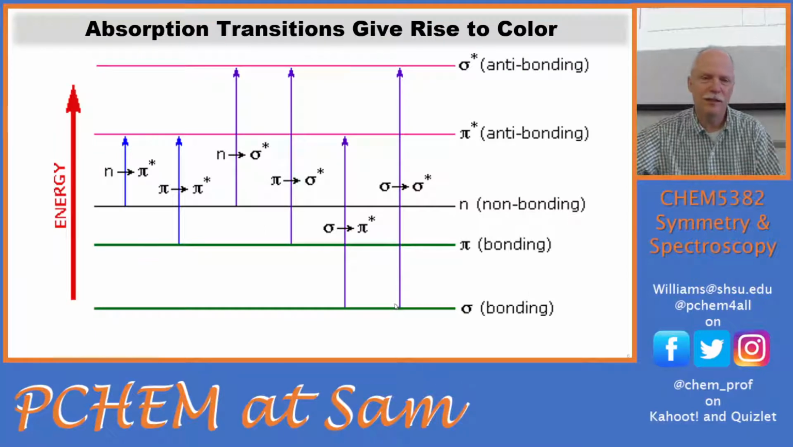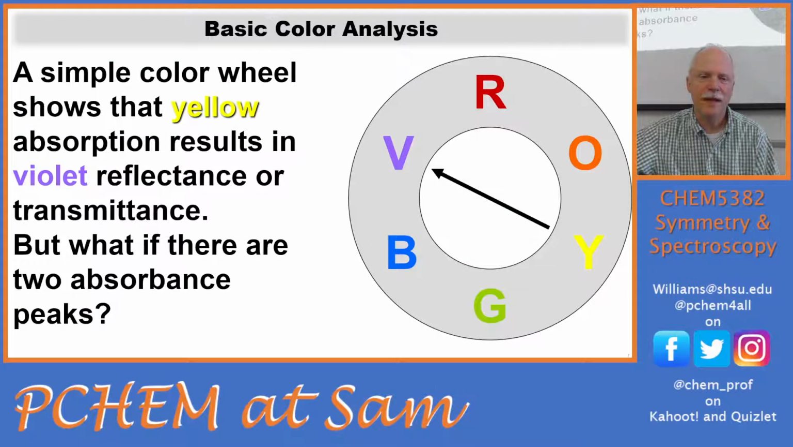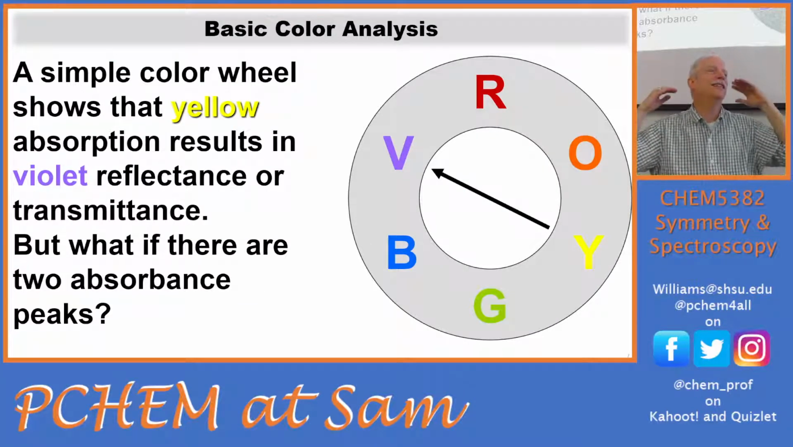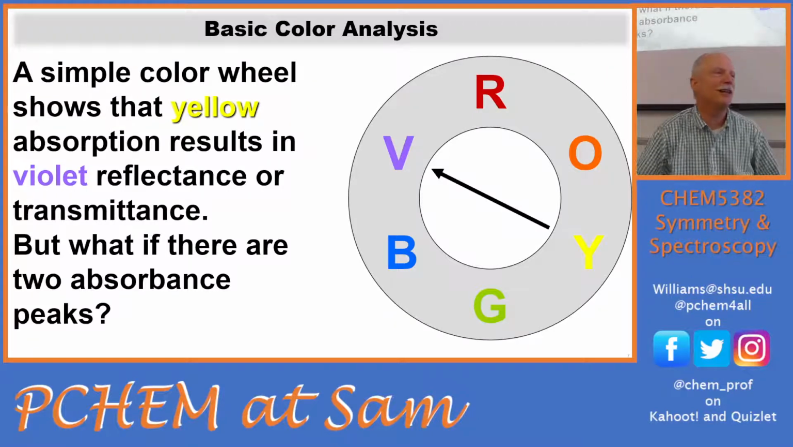And so these are the transitions. Obviously, we have all these different n to pi star and pi to pi star and all those different kinds of transitions that are giving us absorptions in the visible region. And this is what we teach our freshmen. We have all of this available to us with the 90-year-old commission on color, and we still do the color wheel. Okay, if it absorbs in the yellow, it's going to give you the complementary color of violet. But this doesn't answer the question, what if there are 2 peaks?